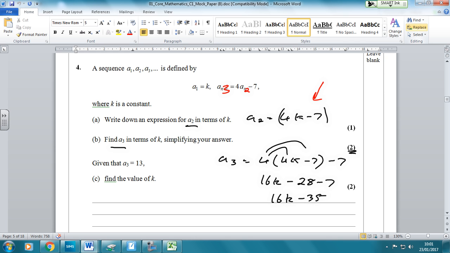You're now told that A3 equals 13, so if this thing here is A3, we're just going to replace that with 13. So 13 equals 16k minus 35. Get rid of the minus 35 by adding it, and we've got 16k equals 48, so k simply equals 3.